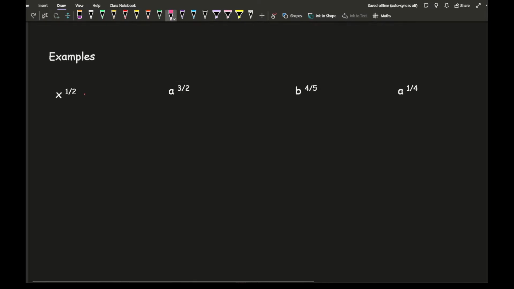So x to the power of a half is just going to be the square root of x. a to the power of 3 over 2, well, that's going to be a to the power of 3 square rooted. If you want to write the little 2, that's absolutely fine, but it's not necessary when you are square rooting. So let's just finish this off. I've got b to the power of 4/5, so that's going to be b to the power of 4 with a 5th root. And here a to the power of a quarter, well that's going to be a to the power of 1, if you want to write 1 that's fine, with a 4th root.